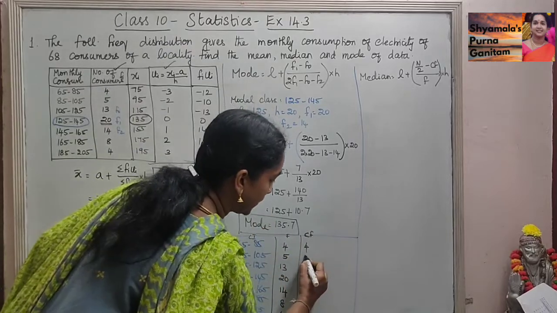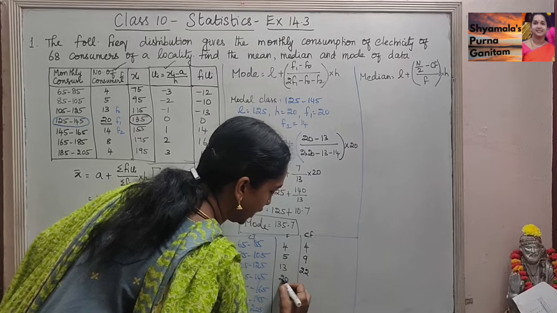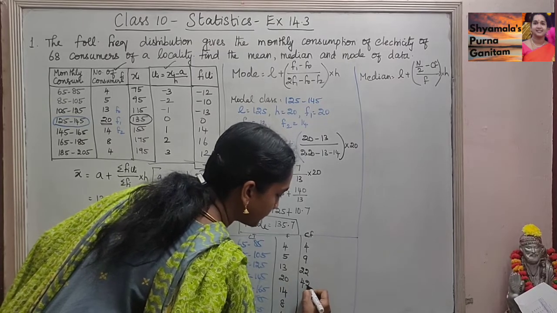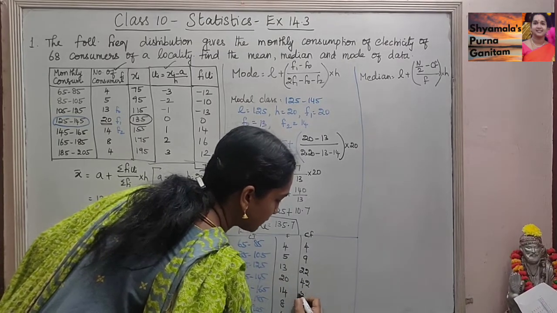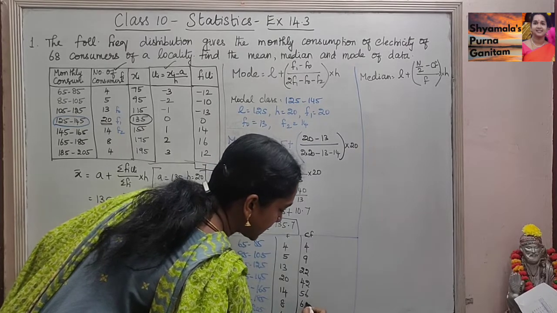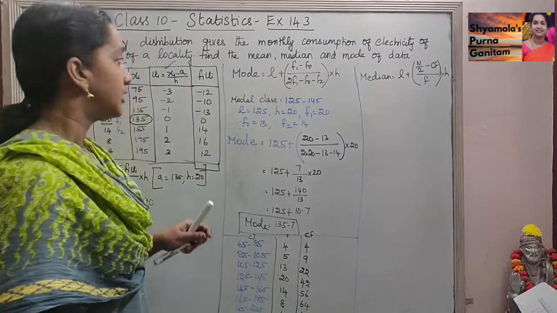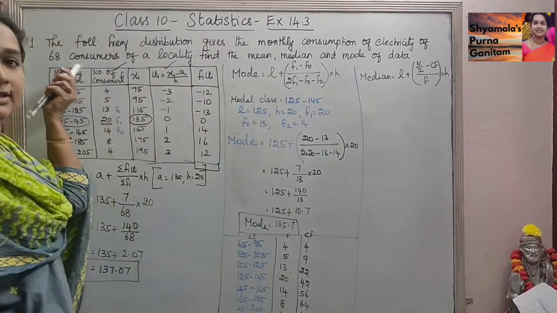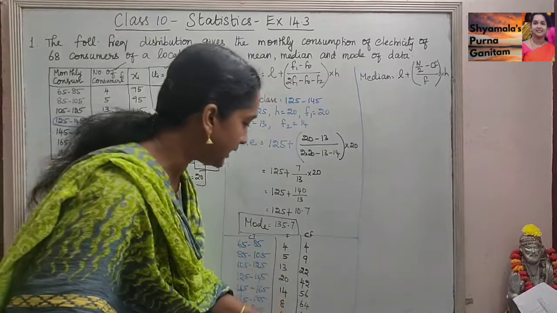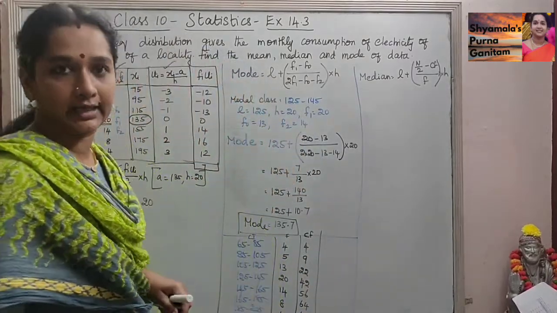So 5 plus 4, 9. Then 13 plus 9, 22. 22 plus 20 is 42. 42 plus 14 is 56. 56 plus 8 is 64. 64 plus 4 is 68. Here in the question it is given 68 customers. So the final cumulative frequency we need to get is 68.